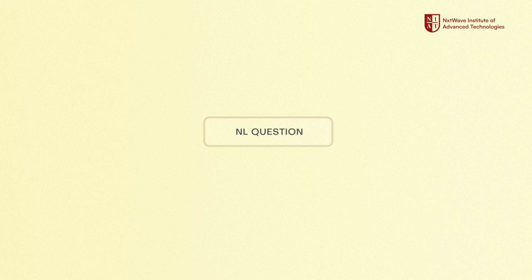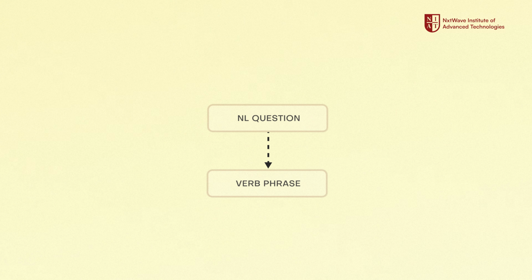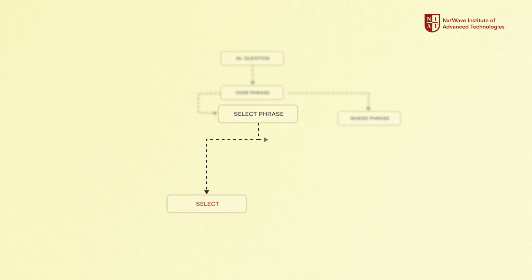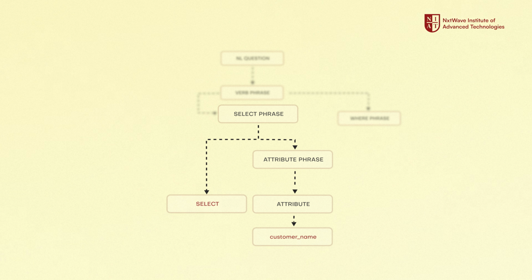So say the question that we've been given is select customer name where the balance is greater than 3000. So the parse tree would be something like this. It would have the natural language question. It gets broken into the verb phrase. The verb phrase gets broken into two separate parts, the select phrase and the where phrase. Then the select phrase goes into the select syntax. The select phrase also gets distributed into the attribute phrase. Then we get the correct attribute, which is the customer name.